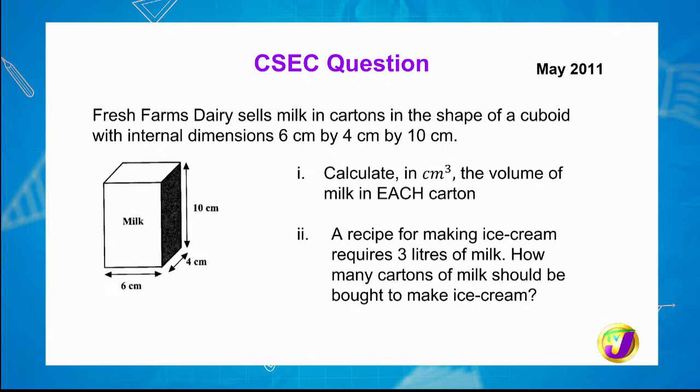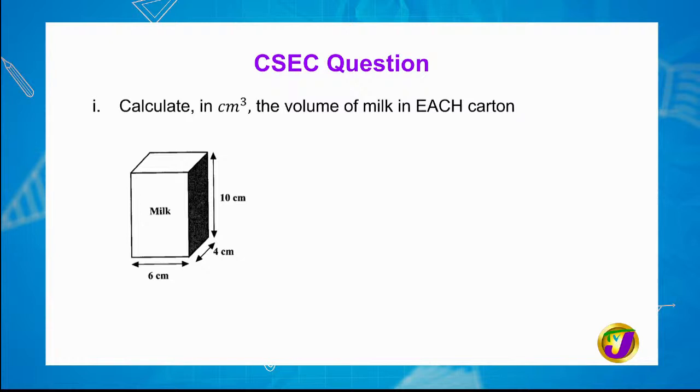So let's talk about that, and then we will talk about the recipe and the ice cream coming up. I hope you have ice cream for me now.